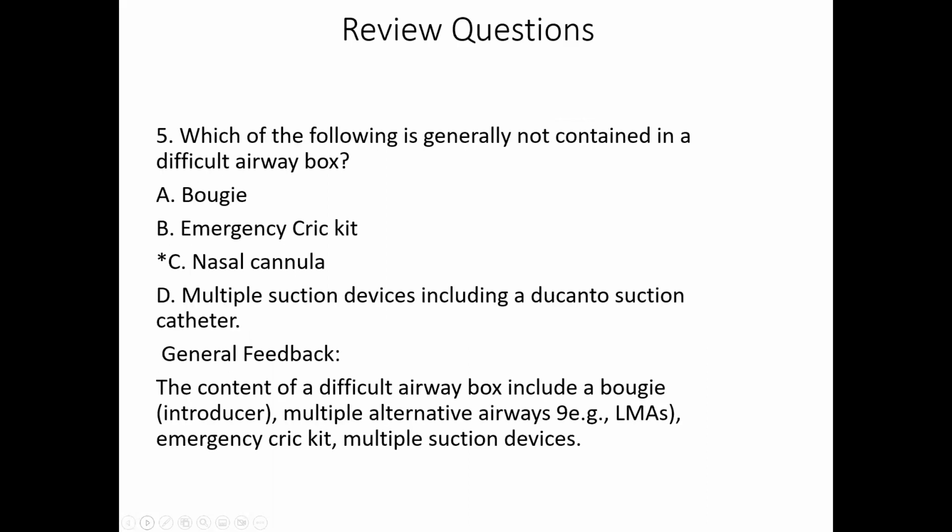Question 5: which of the following is generally not contained in a difficult airway box? Bougie? Bougie very much is. Emergency cric kit? Nasal cannula? Multiple suction devices, including a Yankauer suction catheter? The contents of a difficult airway box include a bougie, multiple alternative airways, an emergency cric kit, and the like.